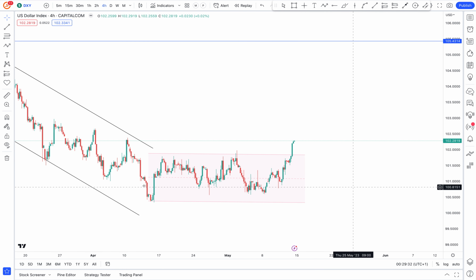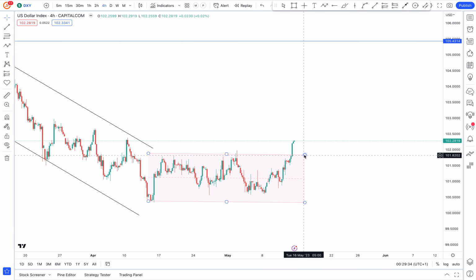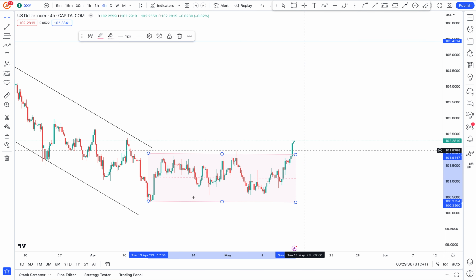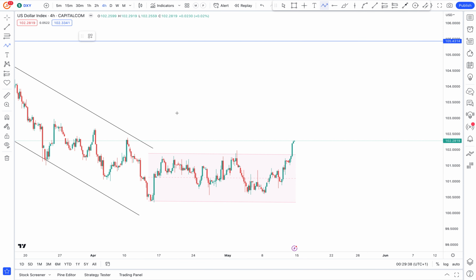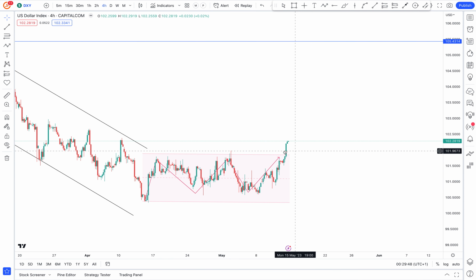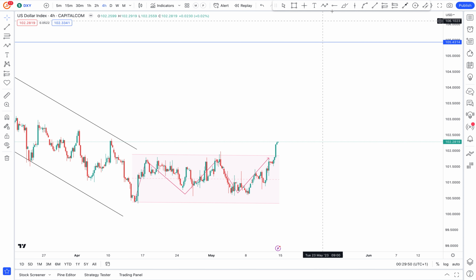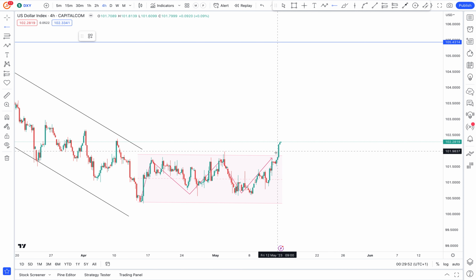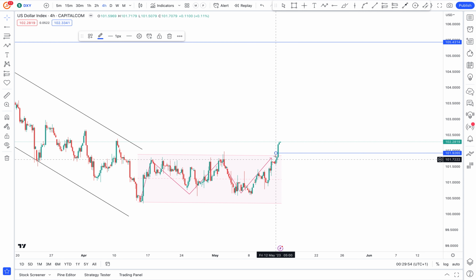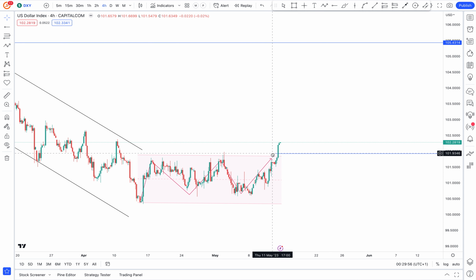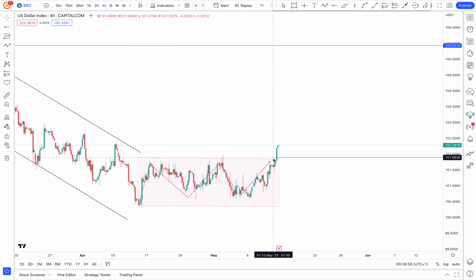And then we had some sort of, what's it called, some sort of consolidation around this zone on the DXY. And if you guys notice what happened, we finally have a breakout of the DXY, that is, of this consolidation section.